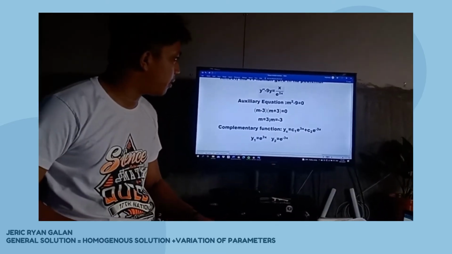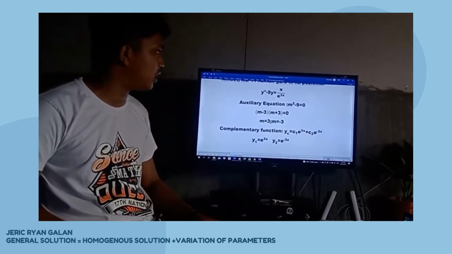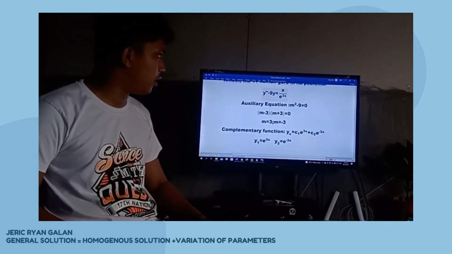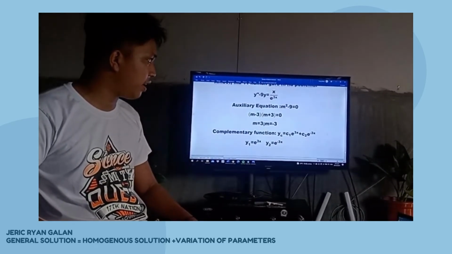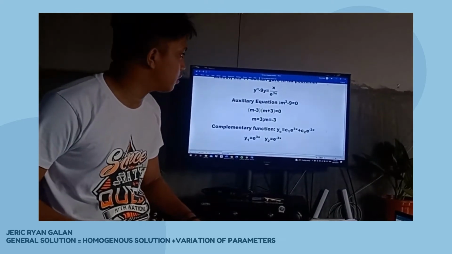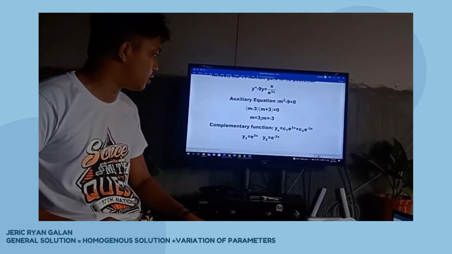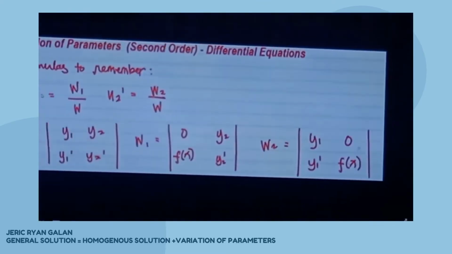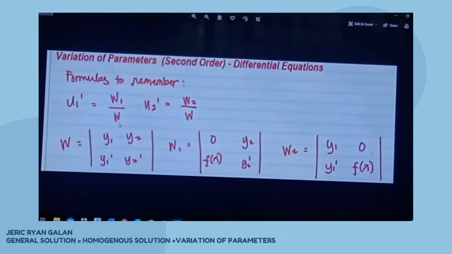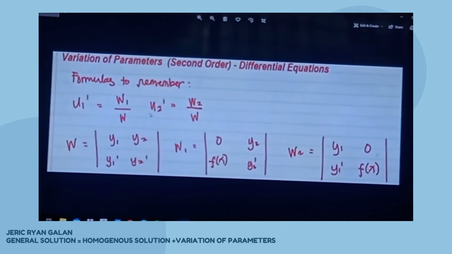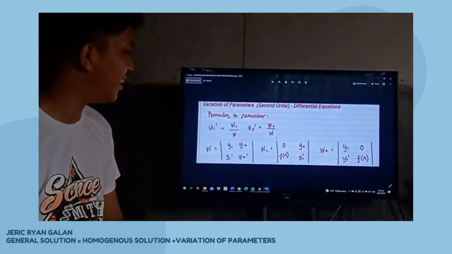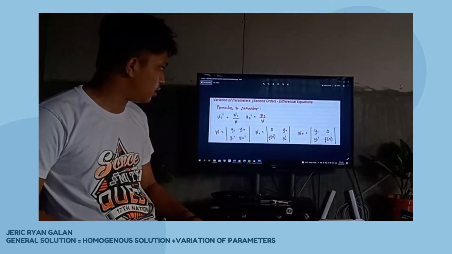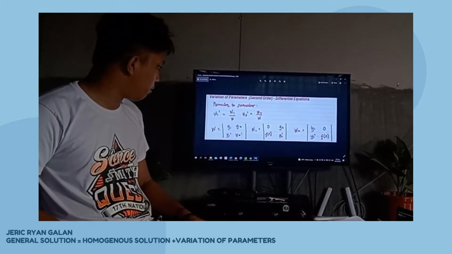So this is my problem about a non-homogeneous differential equation using variation of parameters. So y double prime minus 9y equals x over e raised to 3x. So first to remember in solving variation of parameters is this formula. The u sub 1 prime is equal to w1 over w, or the Wronskian, and u sub 2 prime equals w2 over w.